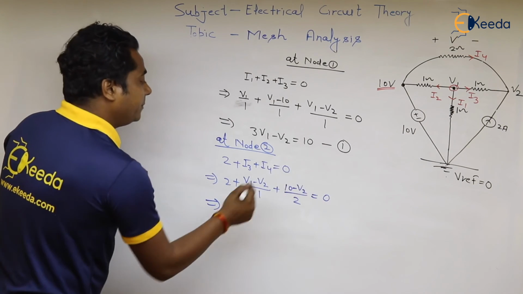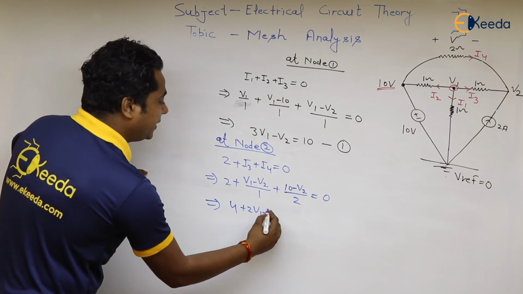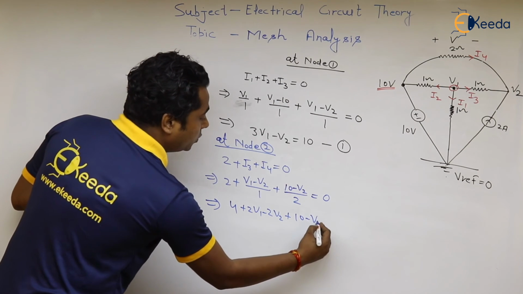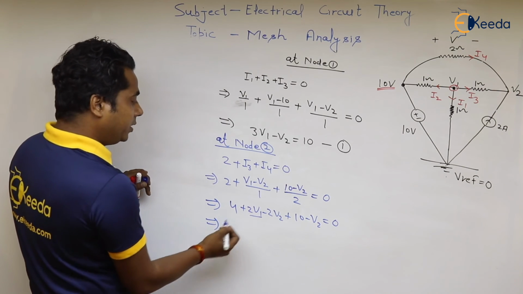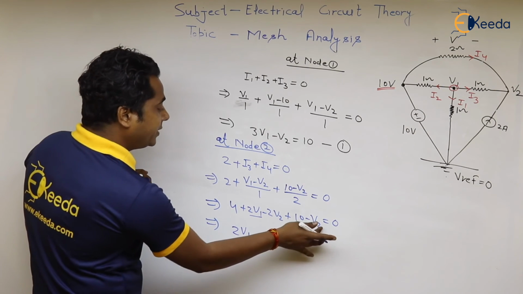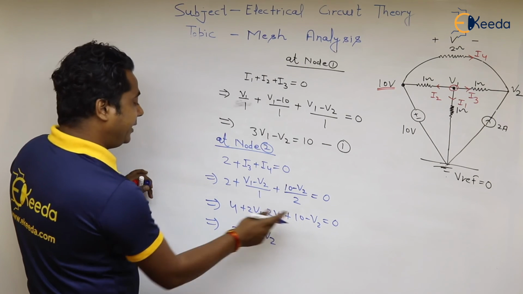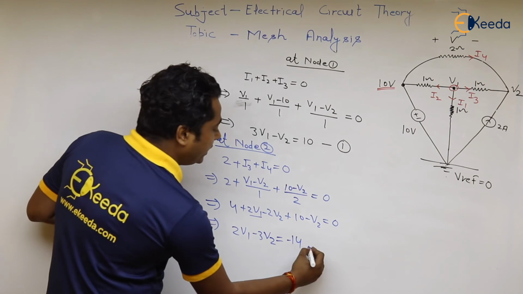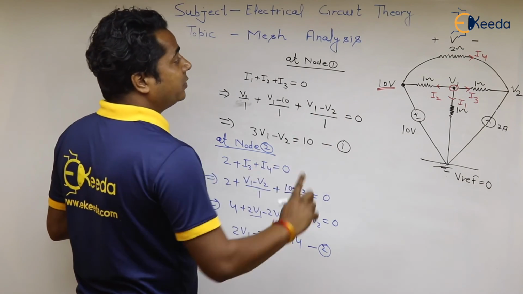We are multiplying the whole equation by 2. 4 plus 2V1 minus 2V2 plus 10 minus V2 is equal to 0. What are we getting? 2V1, and minus 2V2 minus V2 means minus 3V2, and 10 plus 4 will be equal to minus 14. So we have 2 equations. Now we have to solve these 2 and then we can find out the value of V.